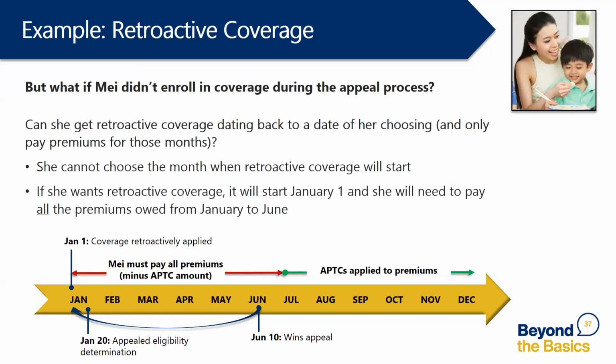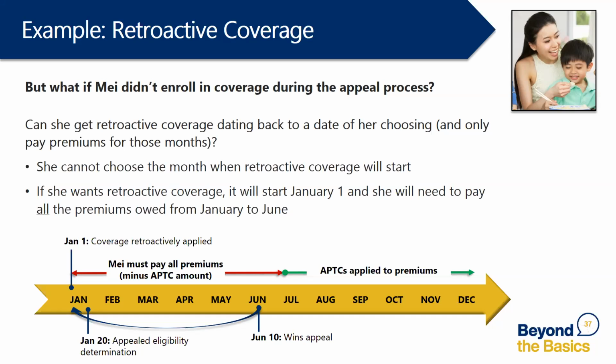Now let's take the case where May actually didn't enroll in coverage during the appeal process. She said that it was too costly for her to pay 100% of the premiums. Can she get retroactive coverage? Well, she only has one option. She can't go back just 2 months. She would have to go all the way back to that appealed eligibility decision, and then she would have to pay her share of the premiums from January to June.